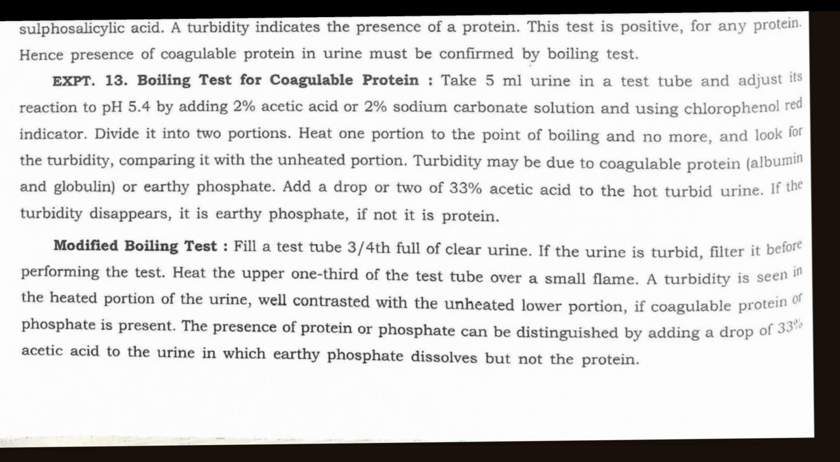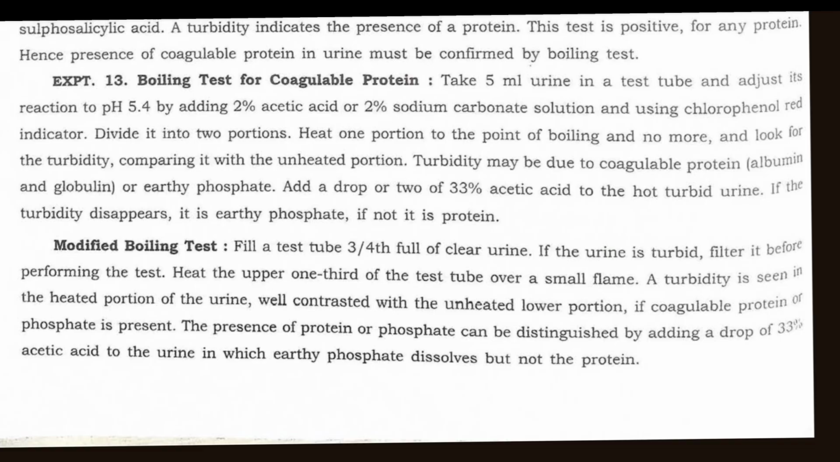Heat 1 portion to the point of boiling and no more, and look for turbidity, comparing it with the unheated portion. Turbidity may be due to coagulable protein, albumin and globulin, or earthy phosphate. Add a drop or 2 of 33% acetic acid to the hot turbid urine. If the turbidity disappears, it is earthy phosphate. If not, it is protein.